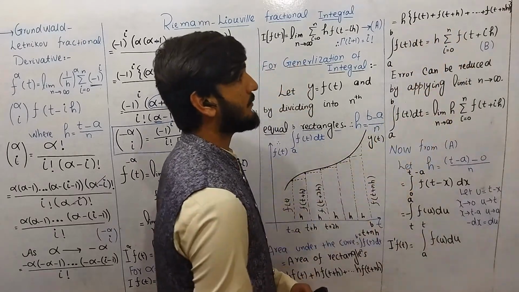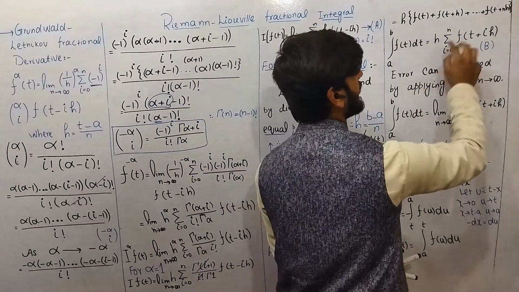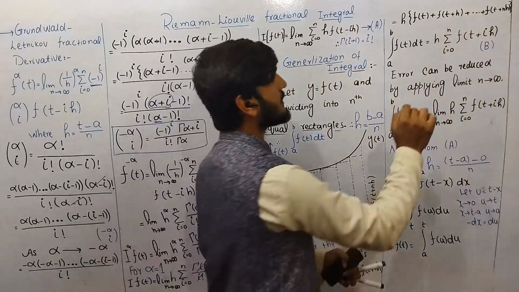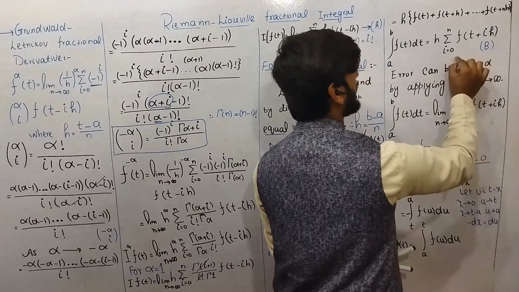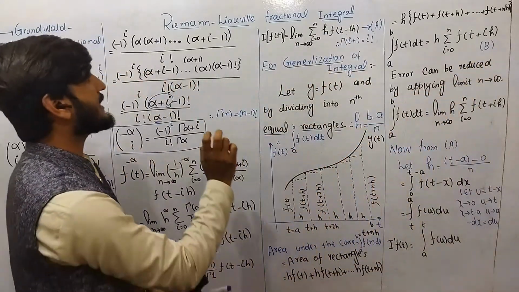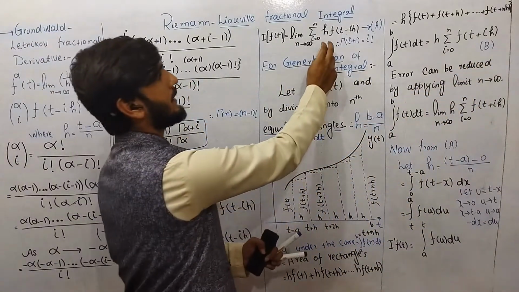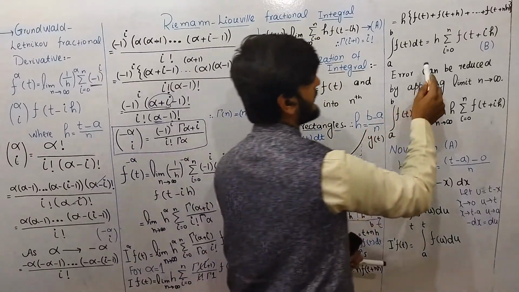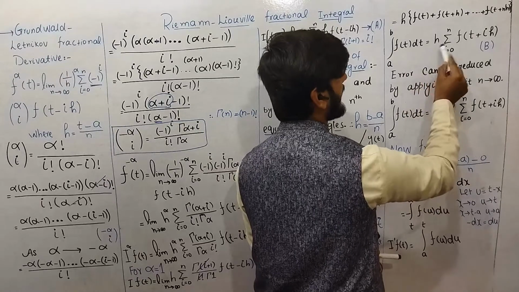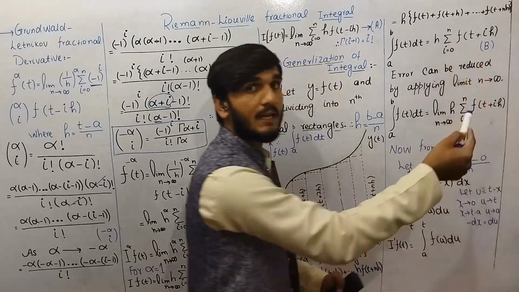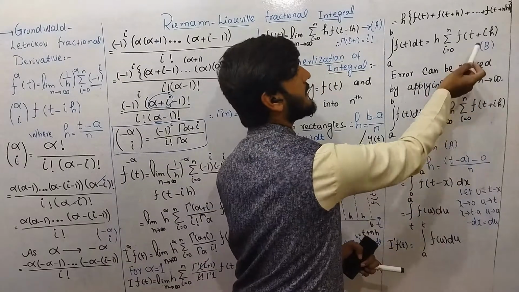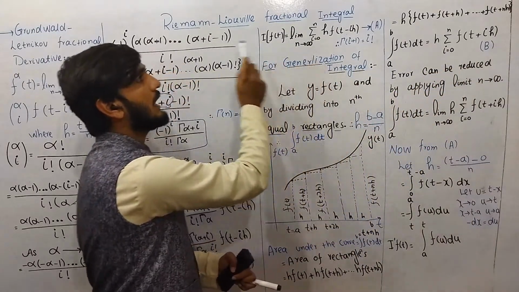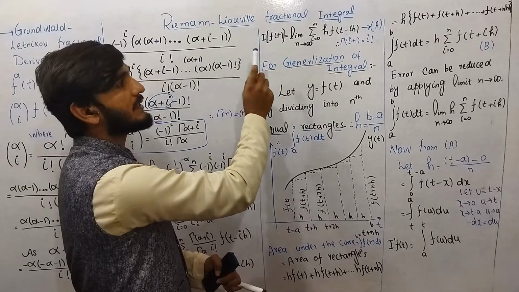So we can write the form as a Smithson form, which is mentioned here. If we see, this form is quite the same as we mentioned in equation A. So there is a relation, which is h times the summation from i to n of f of t plus i of h, which is quite the same as mentioned here, the Riemann fractional integral.